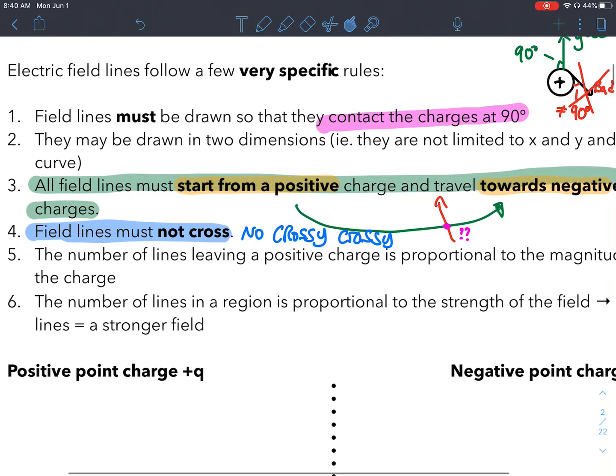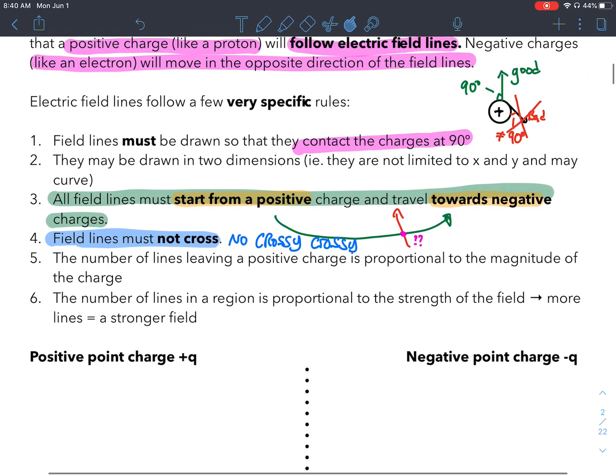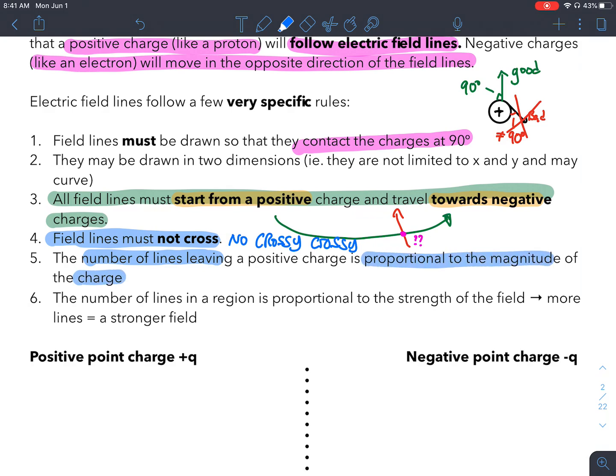The other thing about this, which is not super important, is that the number of lines leaving a positive charge is proportional to the magnitude of the charge. Which means the number of lines is proportional to the strength of the field. More lines, a stronger field. If you have a charge twice as strong as another one, you're going to have twice as many lines.